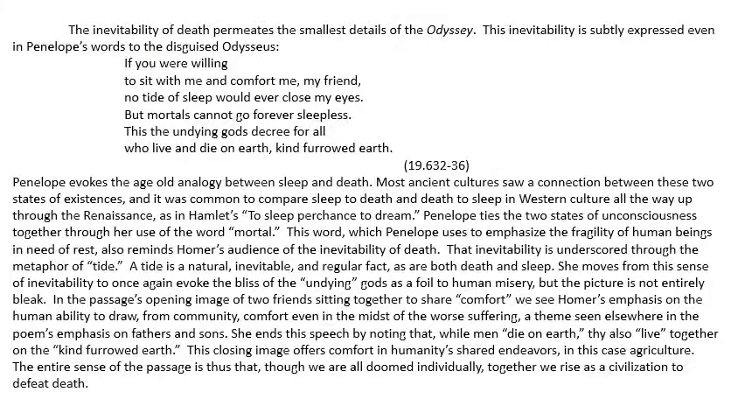All right, our final example is a paragraph about the Odyssey. So our topic sentence is, "The inevitability of death permeates the smallest details of the Odyssey." Notice how that topic sentence narrows it down to one work. We're going to develop it. We're not going to throw everything in here so that we don't really say anything much about anything. We're going to narrow it down to the Odyssey. And it specifies that the topic we're going to look at in the Odyssey is the inevitability of death.